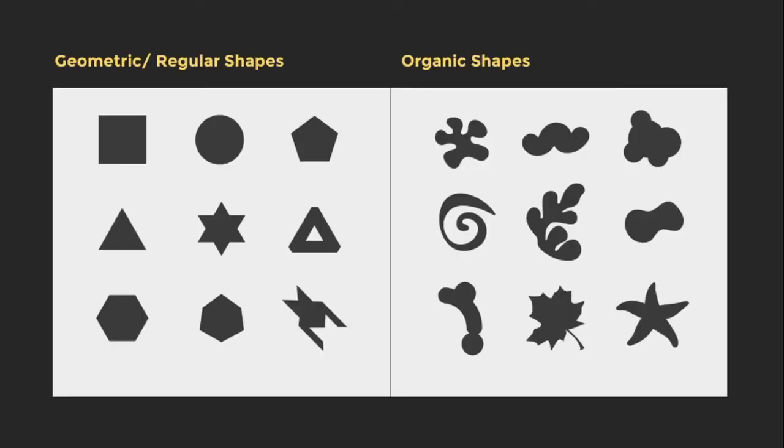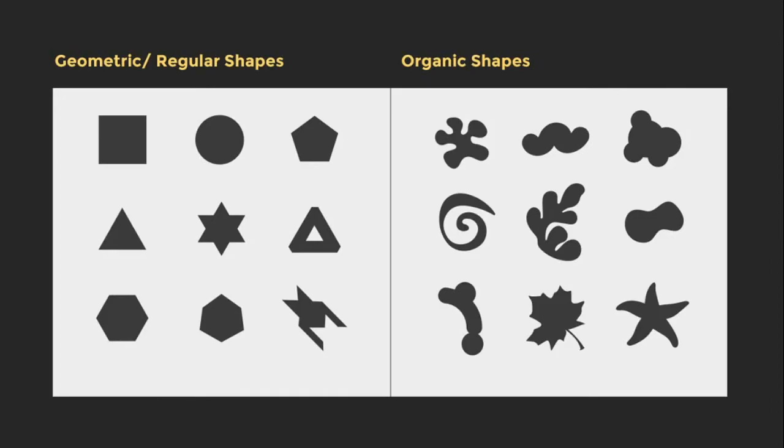Geometric shapes, number one: we could see square, circles, stars, different geometric shapes. You could see organic shapes, one looking like an amoeba, a leaf, a starfish. These are various kinds of shape.